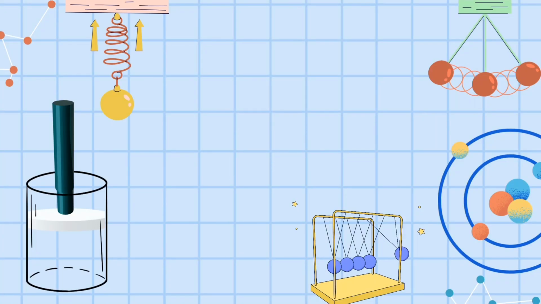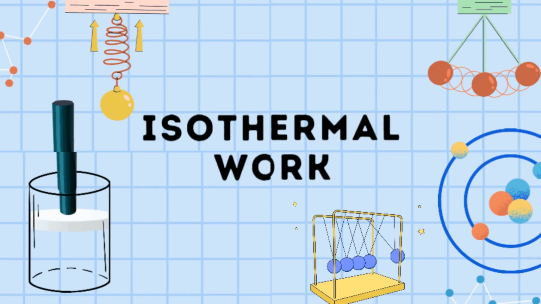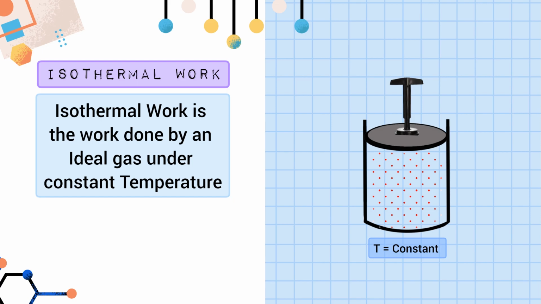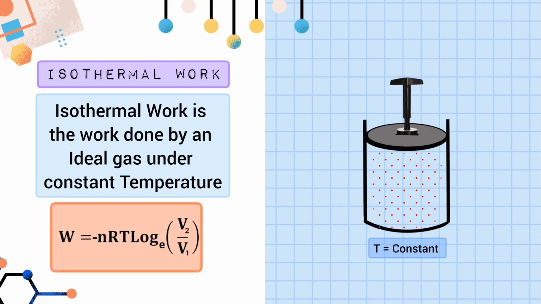Hello everyone. In this video, we will derive the equation for isothermal work. Isothermal work is the work done by an ideal gas under constant temperature. We will derive this equation in a step-by-step process, where each mathematical step is also explained from a physics point of view.